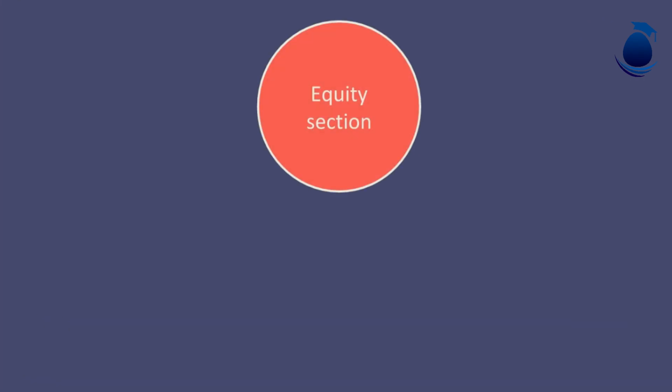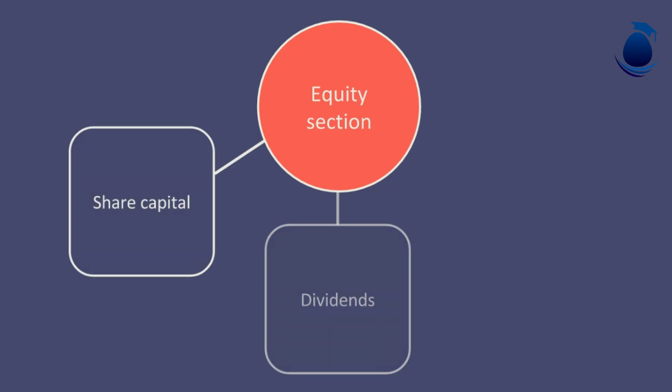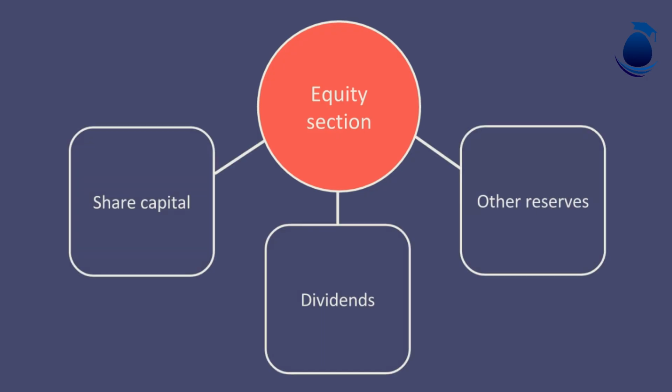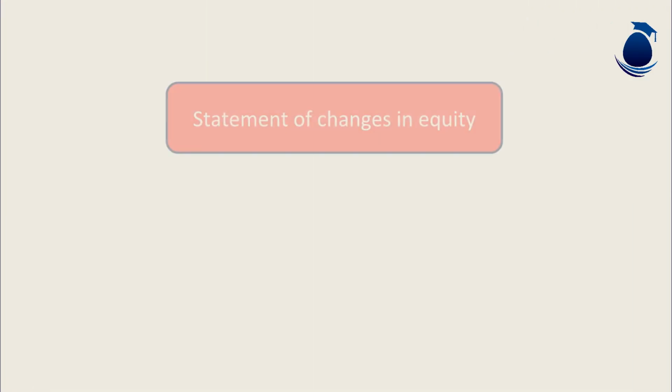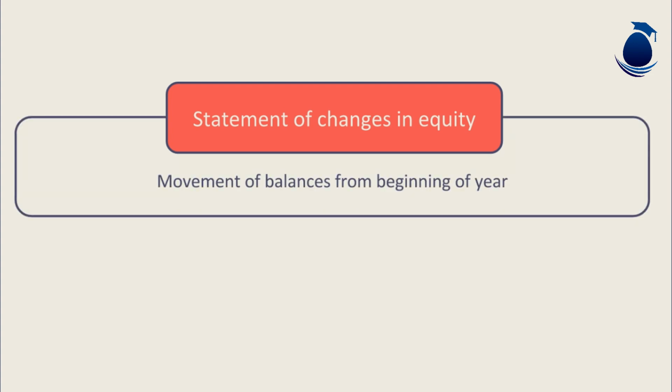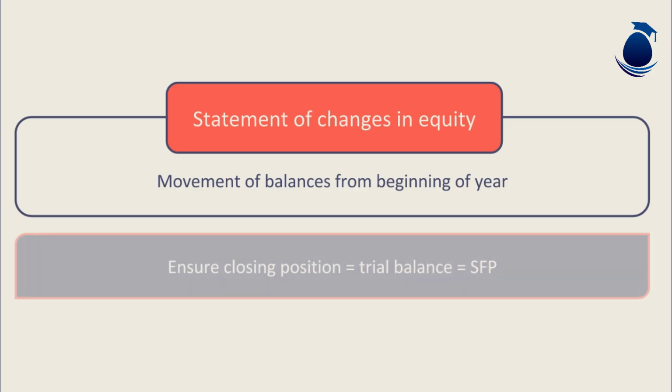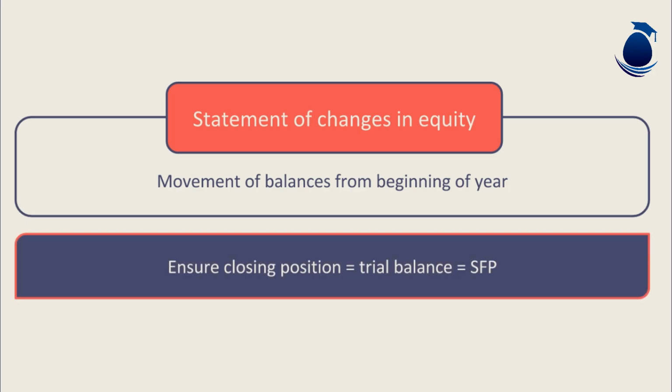The equity section of the Statement of Financial Position will include the following balances: share capital, dividends, and other reserves. The financial statements will also include the statement of changes in equity, which will show the movement in these balances from the beginning of the year. For each of these balances, ensuring the closing position agrees with the trial balance and the statement of financial position will be important.